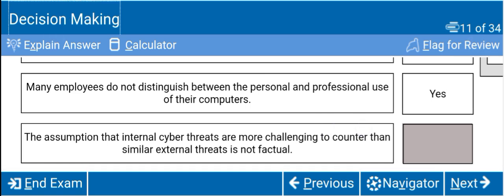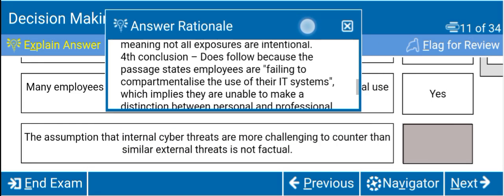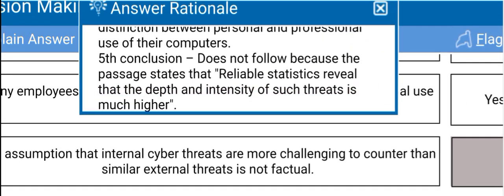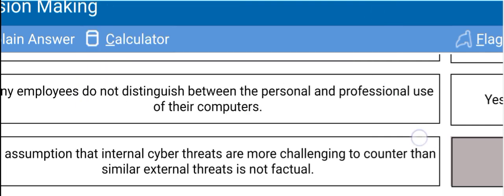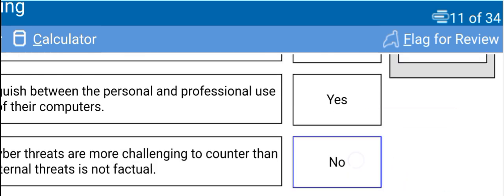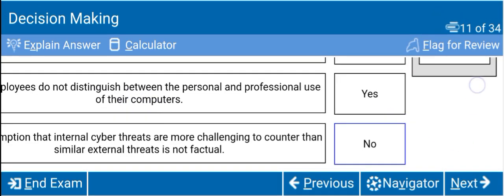So the fifth conclusion does not follow because the passage states that reliable statistics reveal that the depth and intensity of such threats is much higher. So because of this reason, we can say that the fifth conclusion does not follow the statement of the question. So we will drag a no and drop it here in front of this conclusion.